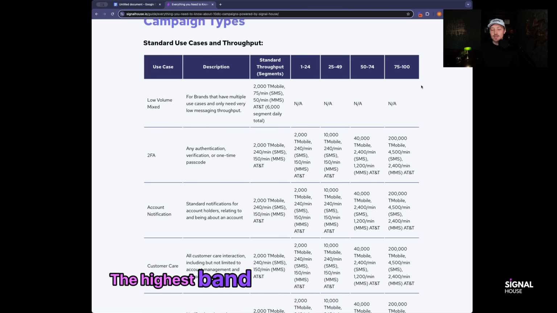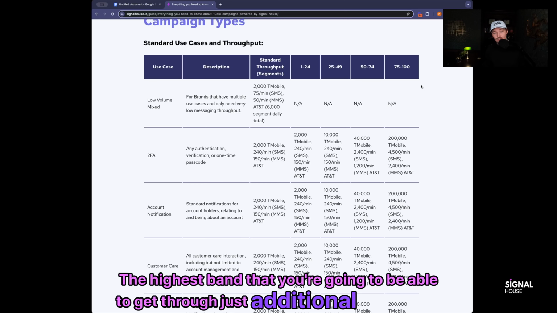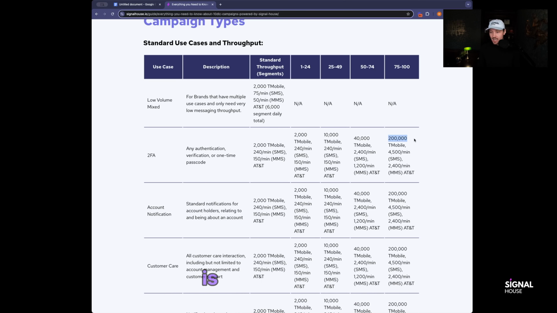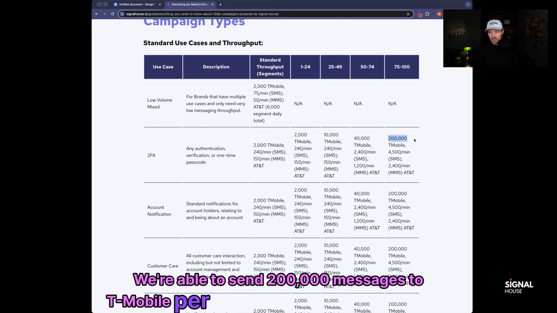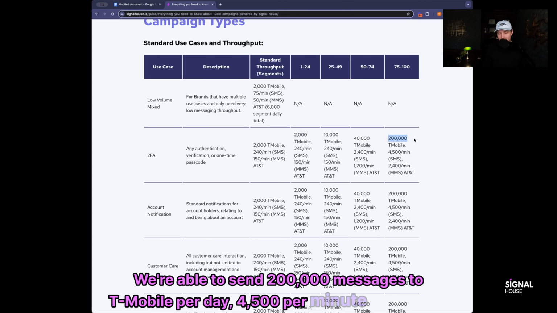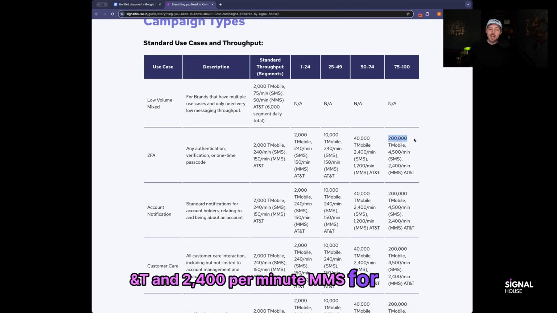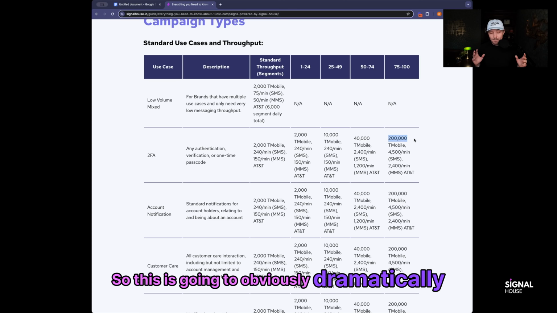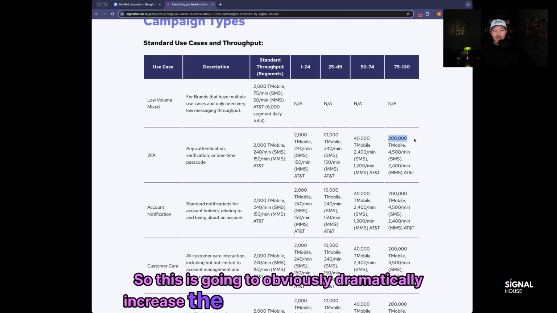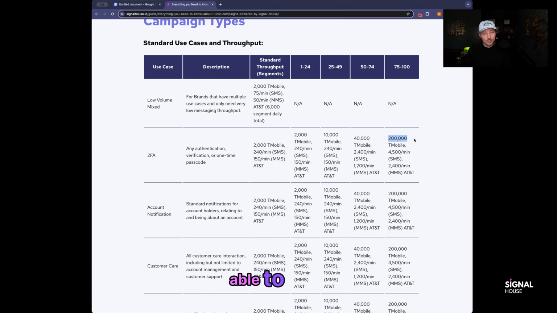The highest band that you're going to be able to get through just additional vetting and standard vetting alone is this one right here. We're able to send 200,000 messages to T-Mobile per day, 4,500 per minute SMS for AT&T, and 2,400 per minute MMS for AT&T. So this is going to obviously dramatically increase the amount of traffic that you are able to send.